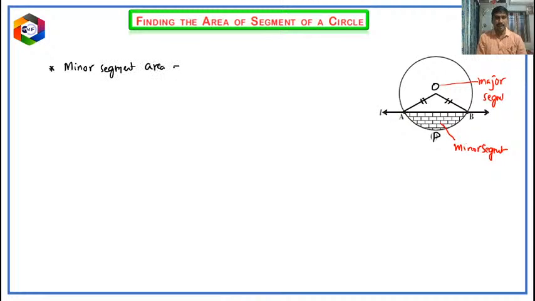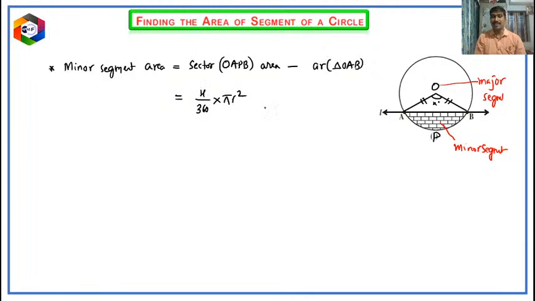Minor segment area is equal to the sector OAPB area, minus the area of the triangle OAB. If we calculate the sector area, suppose we assume this makes an angle x at the center. So x by 360 into pi r square is the area of the sector, and from this I am going to subtract the area of the triangle.